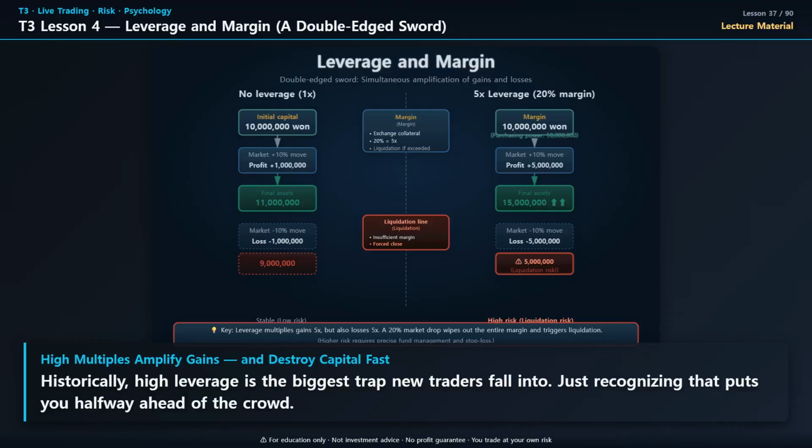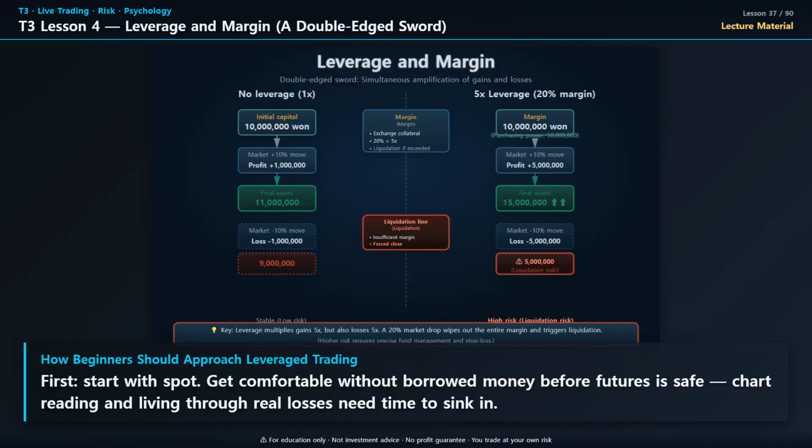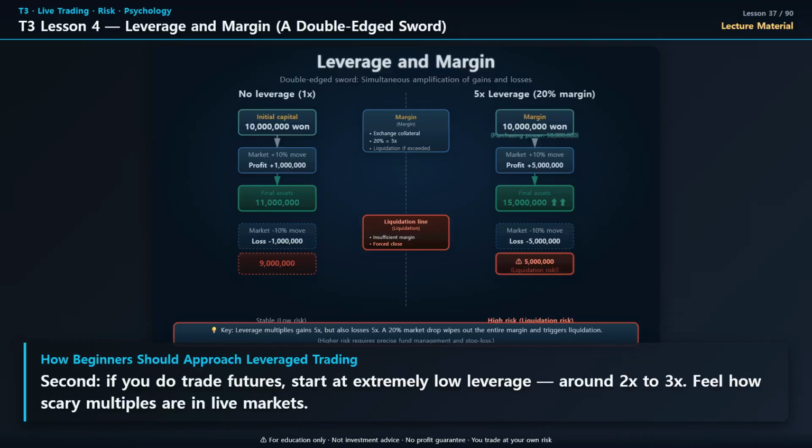Historically, high leverage is the biggest trap new traders fall into. Just recognizing that puts you halfway ahead of the crowd. First, start with spot. Get comfortable without borrowed money before futures is safe. Chart reading and living through real losses need time to sink in. Second, if you do trade futures, start at extremely low leverage, around 2x to 3x. Feel how scary multiples are in live markets.